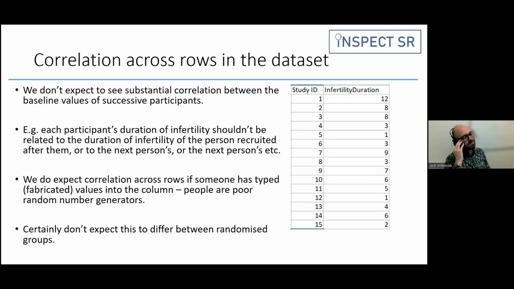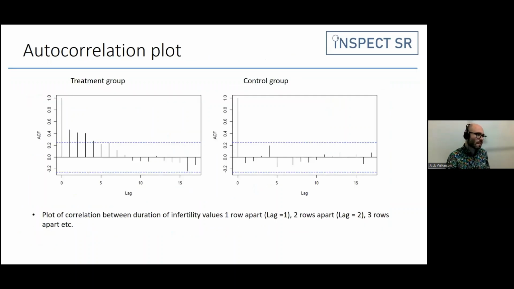You might expect to see a bit of correlation naturally in successive participants for various reasons. But if there is some sort of correlation across the rows, we certainly don't expect this to differ between the randomized groups, for similar reasons to those we've discussed in the last few minutes. So we can look at this in the data that we have. We can use, for example, an autocorrelation plot, as I'm showing you here, for a treatment group and for a control group.